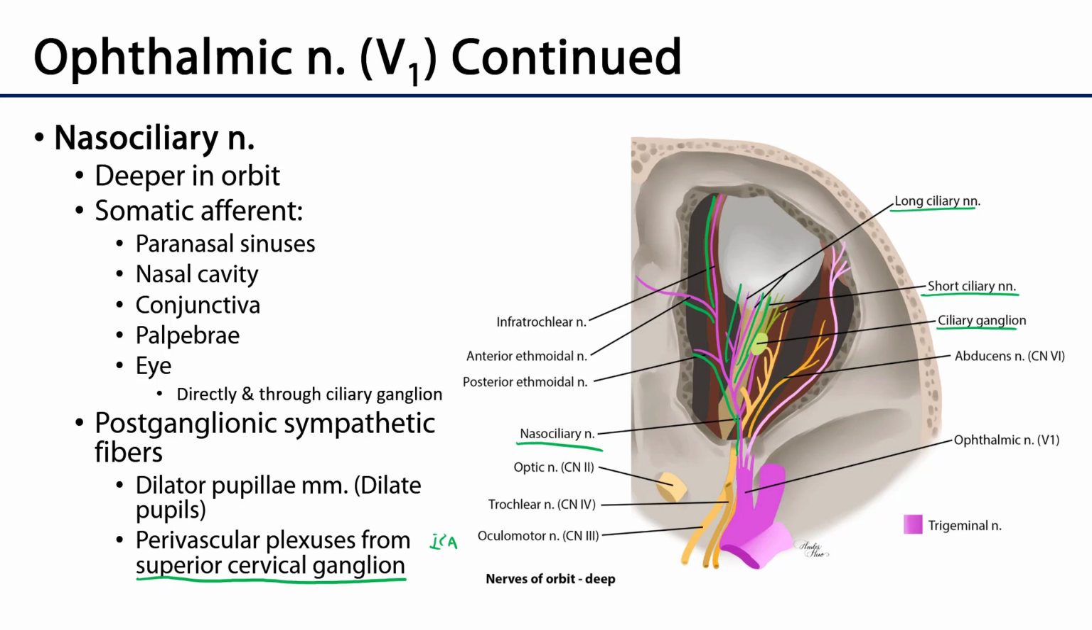And these fibers that hitchhike via nasociliary are going out to serve the dilator pupillae muscles, which are intrinsic eye muscles, which work opposite the sphincter pupillae muscles of the eye. So these dilator pupillae muscles during a sympathetic response are going to dilate the pupils so as to let in a significant amount of light.